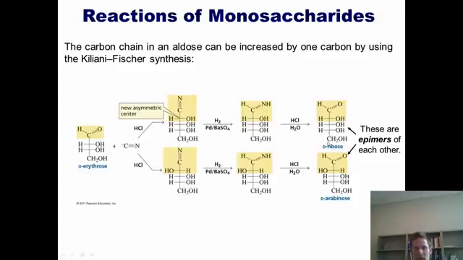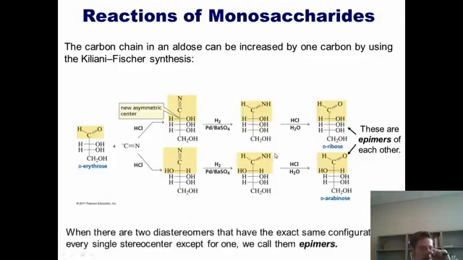Thus, if we compare these two stereoisomers, you can see that the stereochemical configuration at every single stereocenter is identical except for this one stereocenter. In D-ribose, the OH is going to the right, and in D-arabinose, the OH is going to the left. So to reemphasize this point, when we have two diastereomers that have the exact same configuration at every single stereocenter except for one, we can call them epimers.